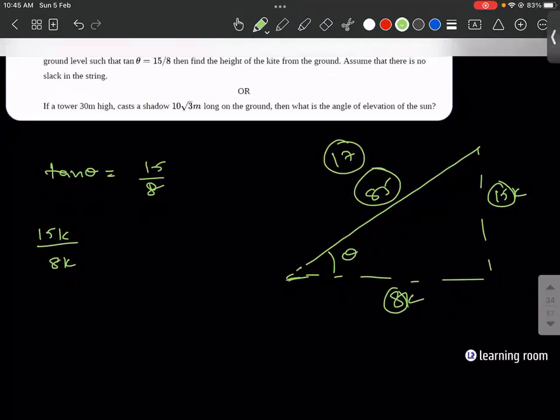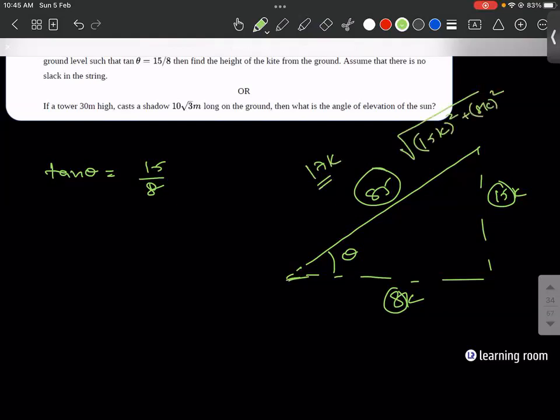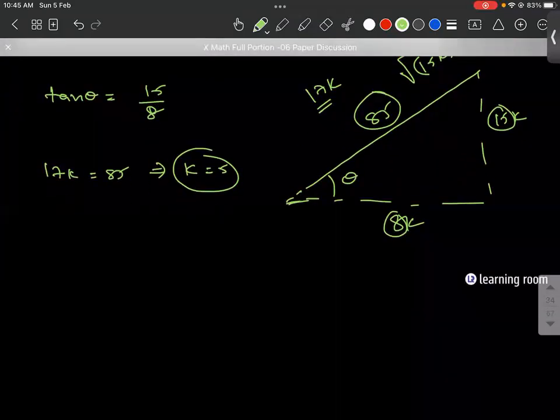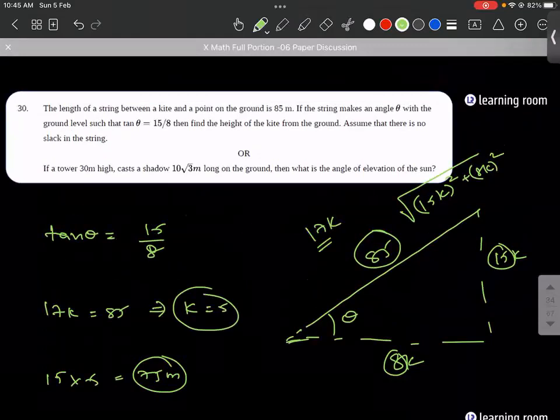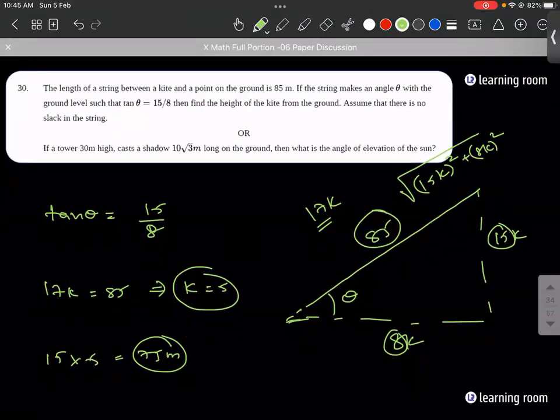Anyways, I'll explain that. Listen to this. So this is 15k, this is 8k. This will be 17k. How did you get it? Because it is root of 15k square plus 8k square, which will give you 17k. So 17k is equal to 85 implies k is equal to 5. When k is equal to 5, then what is going to be the height? 15 into 5, which is going to be 75 meter. Am I right? I'm not sure how many of you did this problem. If you have done it, 75 is the answer.